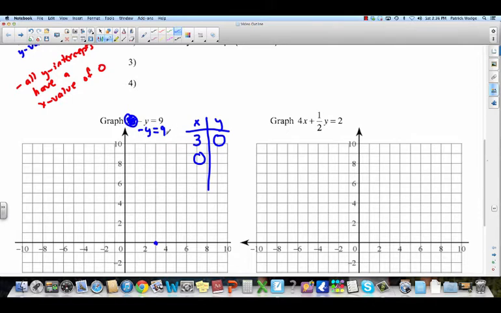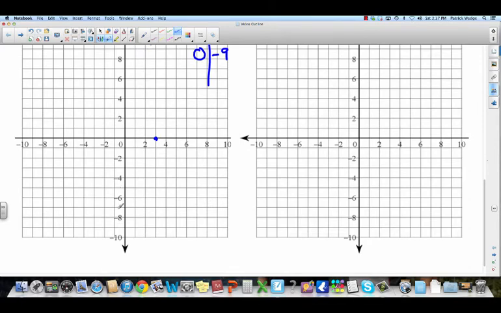If negative y equals 9, what does y equal? Y equals negative 9. If that confuses you, divide both sides by negative 1, because there's really like a negative 1 out front here. So if you divide both sides by negative 1, you'll get y on this side, and 9 divided by negative 1 is negative 9. So you get negative 9 on this side. Okay, there's our next point. 0, negative 9. That's way down here.